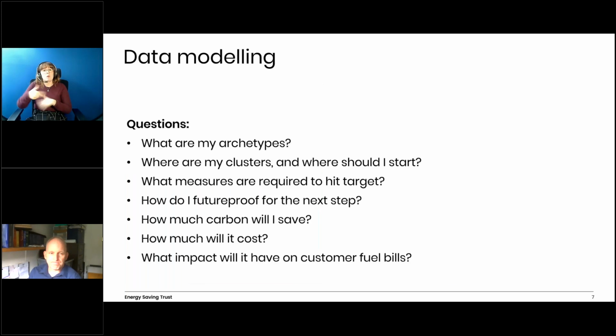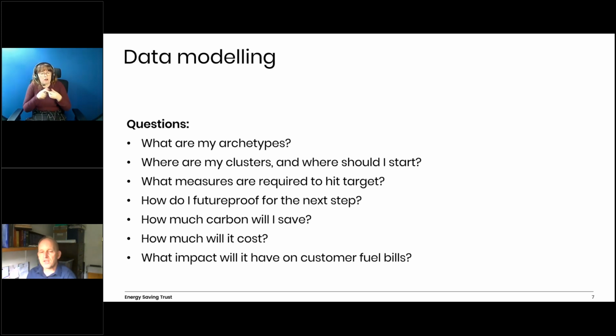Next slide, please. So having got this rich picture of data for your stock portfolio, you're then saying, right, how do we interpret that? And you really need data modeling. If you're just looking at a few properties, you can do this manually. When you're looking at hundreds and thousands of properties, you need data modeling capability. And that's answering questions like, what are my archetypes? Where are the clusters of my worst properties that inform where I should be starting?